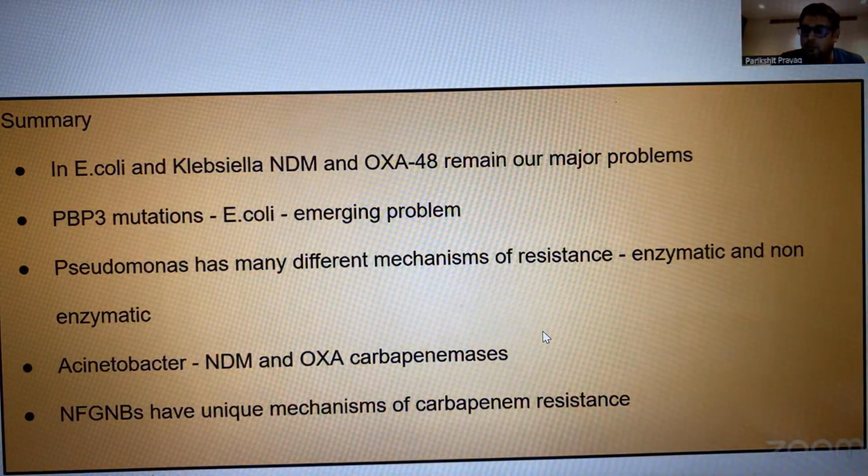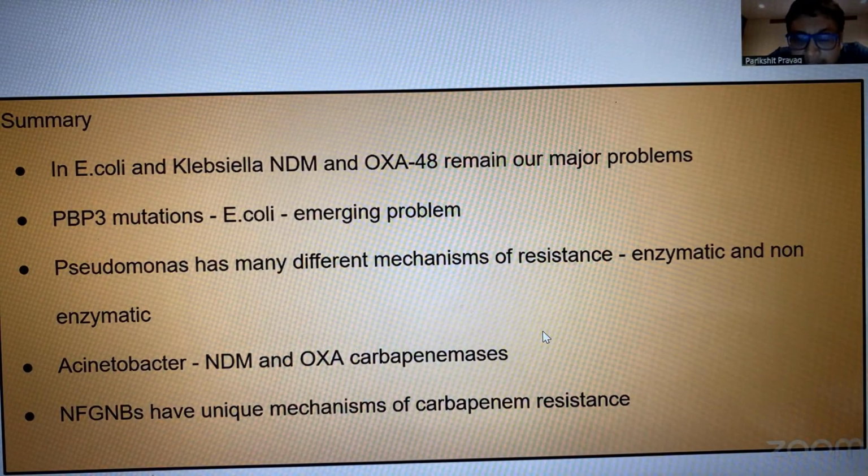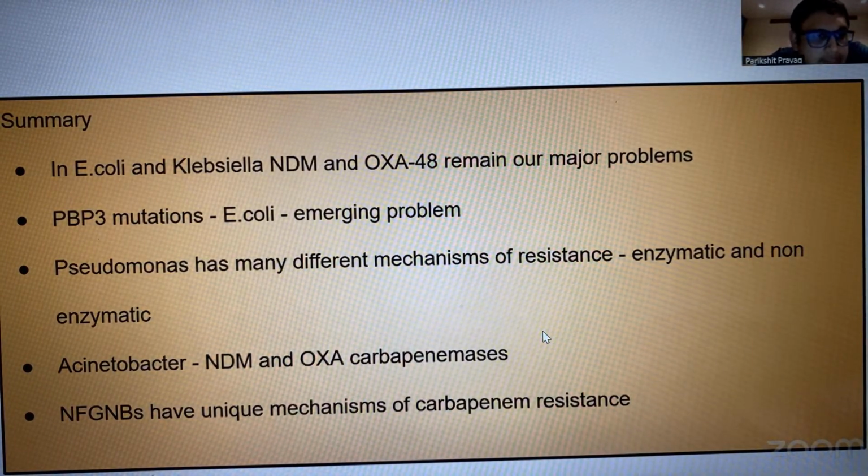So it's about 3 or 4 minutes past 8:30. So I'll summarize by saying that in E. coli and Klebsiella, NDM and OXA-48 remain our major problems. But you have seen that there are emerging concerns when it comes to E. coli and aztreonam-avibactam, because you will see some of these isolates harboring clinically relevant PBP3 mutations.